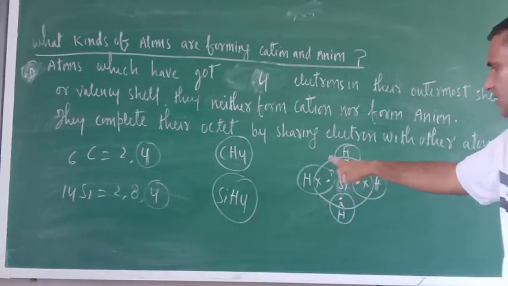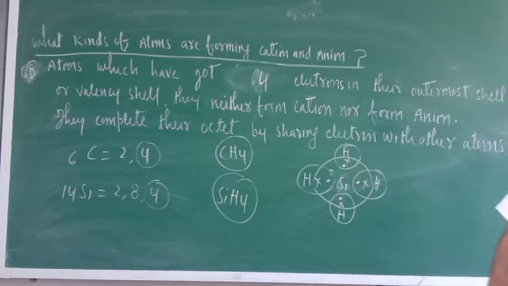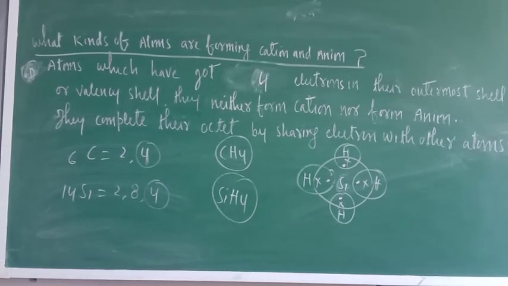Just see here, 2 4 6 8 electron, octet of silicon is completed. So for silicon octet rule is there, and for hydrogen duplet rule is there. Okay, in this way the duration of today's video is over.